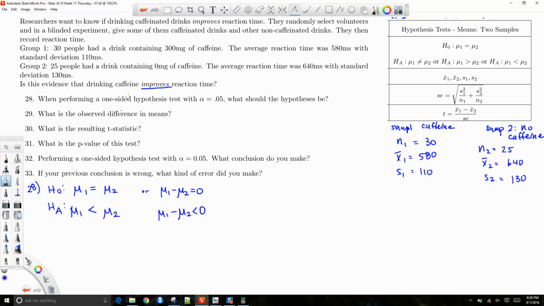You want to read the problem carefully, and just because it says improves doesn't mean it goes bigger or whatever. Okay? In this case, an improvement in reaction time means your time went down, right?